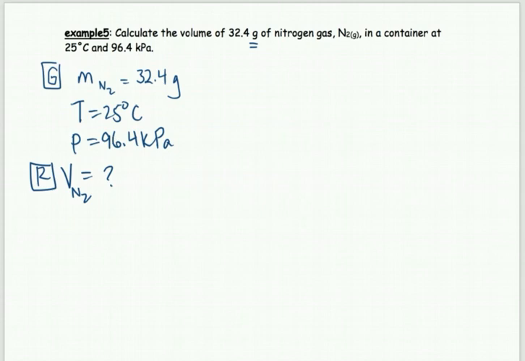Okay, so I'm noticing here we're not in kelvins, so I'm going to switch that over. We're going to add 273 to it, and then we get 298.15 kelvins. Kilopascals, good. Okay, we have our mass.